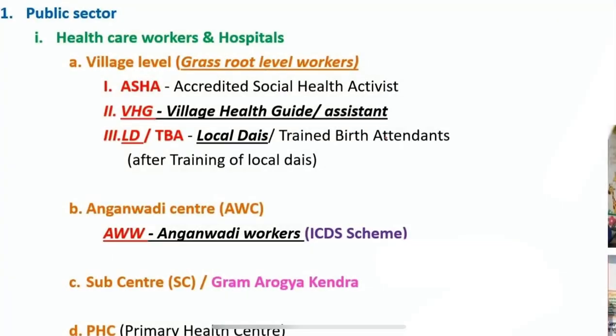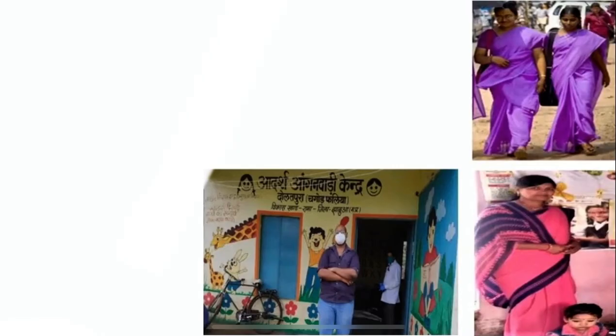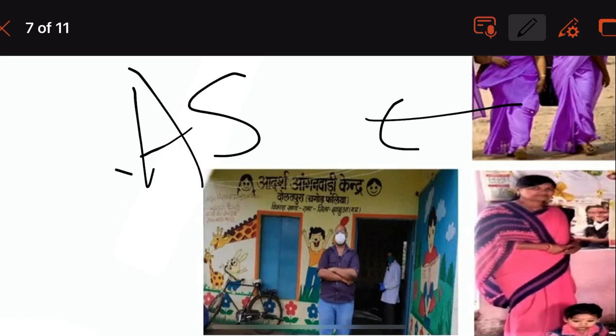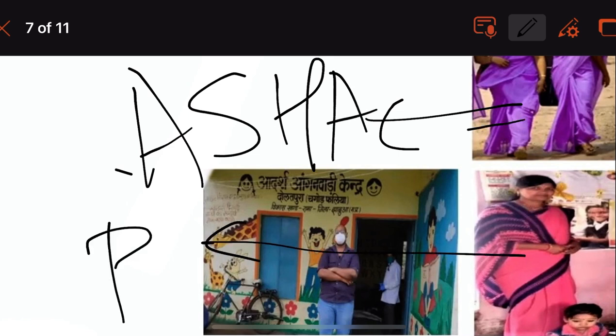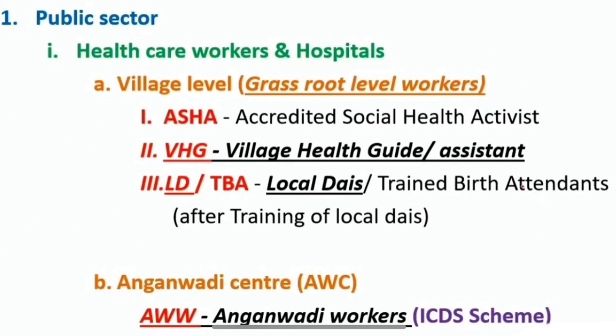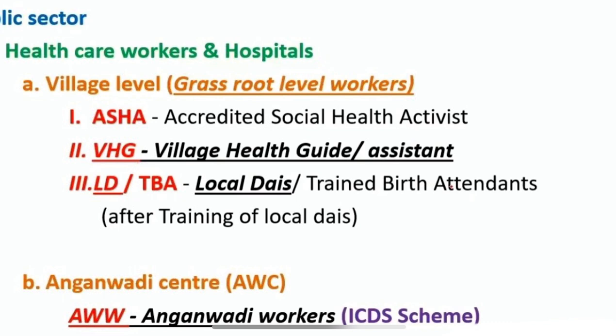You can see the ASHA workers in purple saris. So we have this characteristic color code so that they can be identified. ASHA worker in these purple saris. And then we have Anganwadi workers in pink saris. The Anganwadi workers, the kids, you can see Anganwadi. Now at the village level, the grassroots level, we have ASHA, accredited social health activist, and the village health guide or an assistant, LD or TBA, the local dais, or the trained birth attendants after training of the local dais.